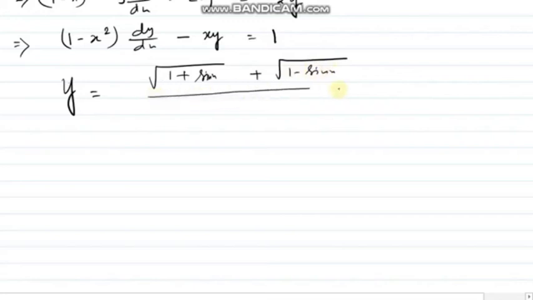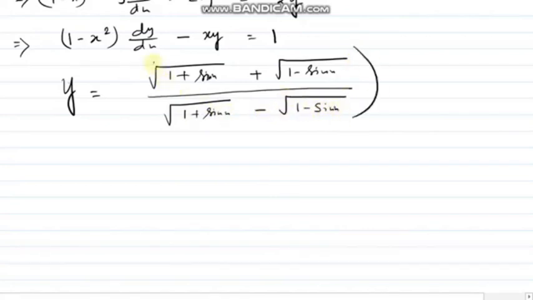Now one more sum. If y equals cot inverse of root over 1 plus sin x plus root over 1 minus sin x, divided by root over 1 plus sin x minus root over 1 minus sin x. Already in the last video I have discussed this.